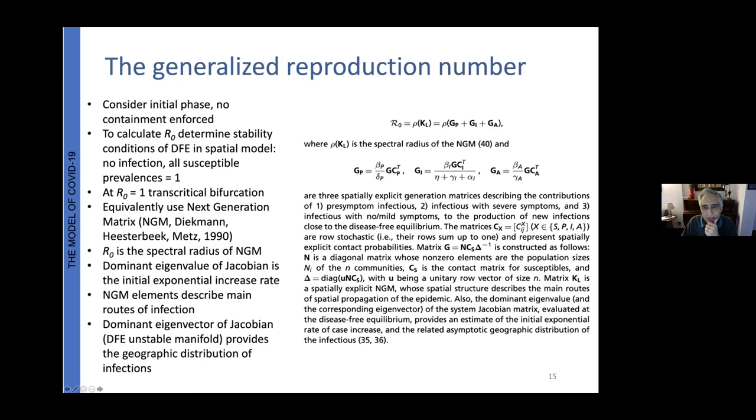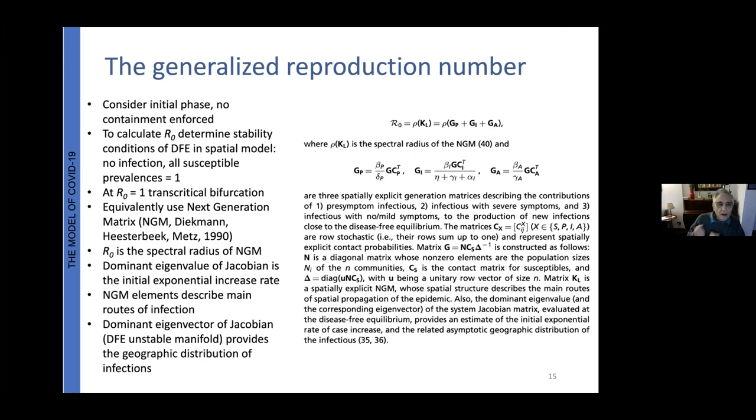So in this case, because you can get infected from pre-symptomatic, from symptomatic or from asymptomatic, actually you have to sum these matrices, find the spectral radius of the sum of those matrices, and that will provide the generalized reproduction number.